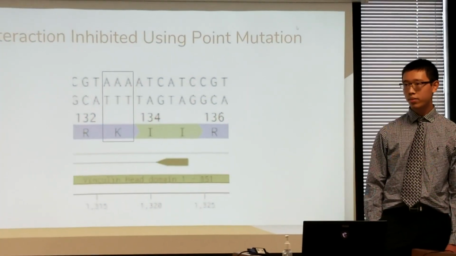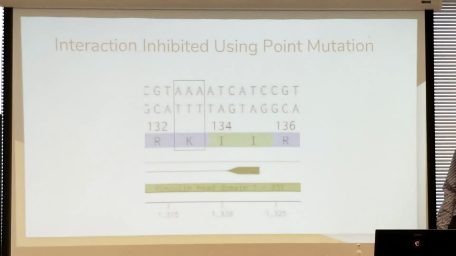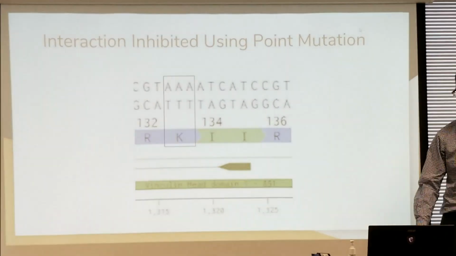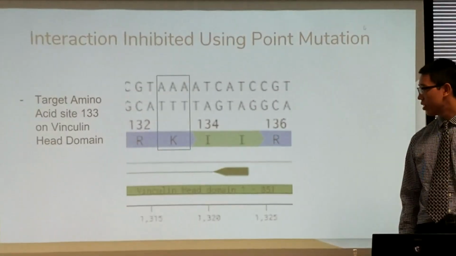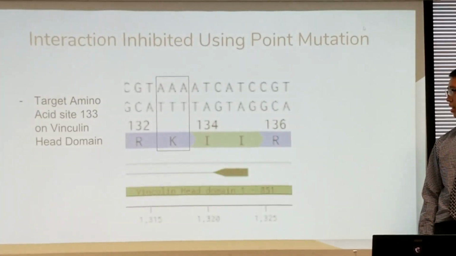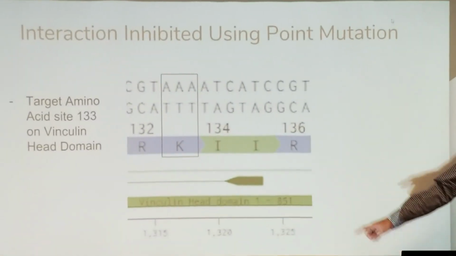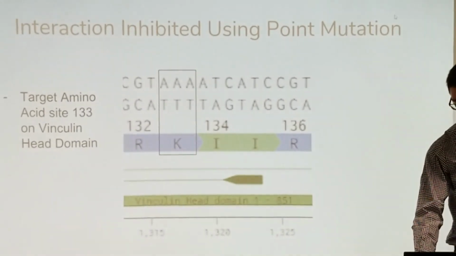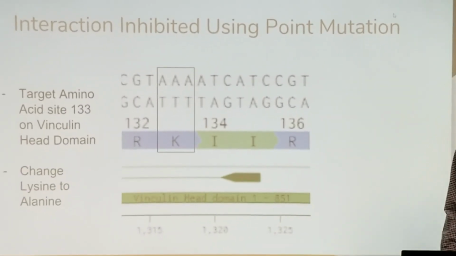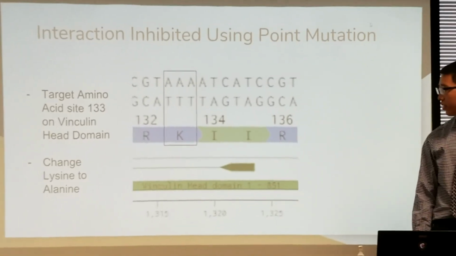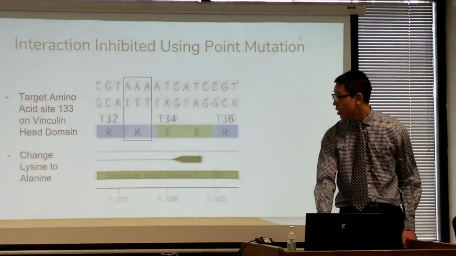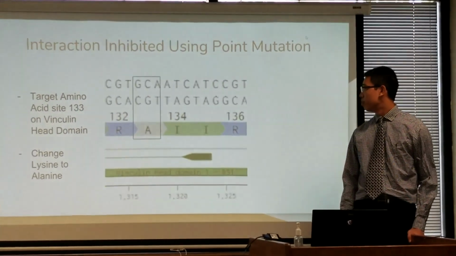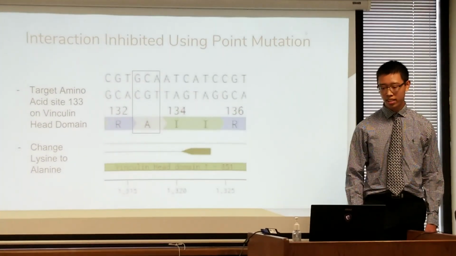So to do this, we did some research and we found that if you target the 133rd amino acid site on the vinculin head domain, which I boxed in here, and you change it from an AAA, which is a lysine, to a GCA, which is an alanine, then alpha-actinin cannot bind to vinculin.